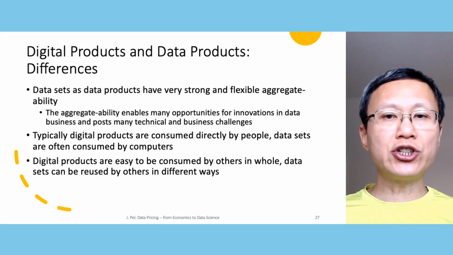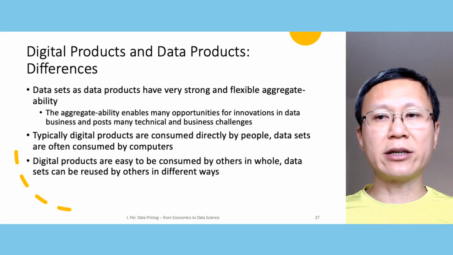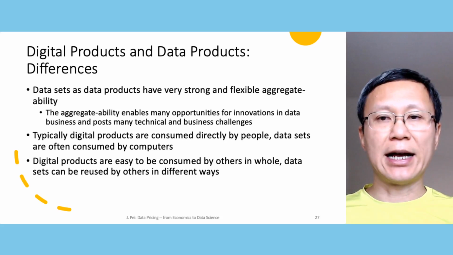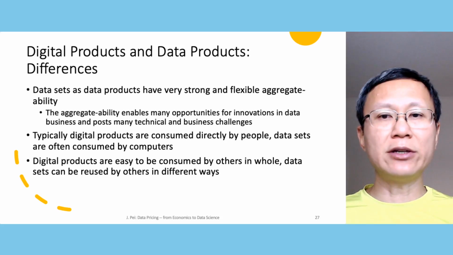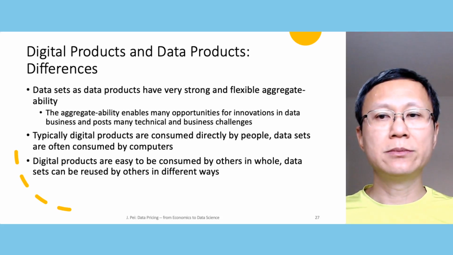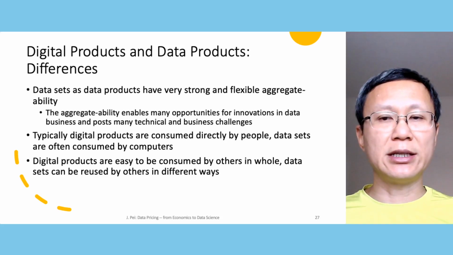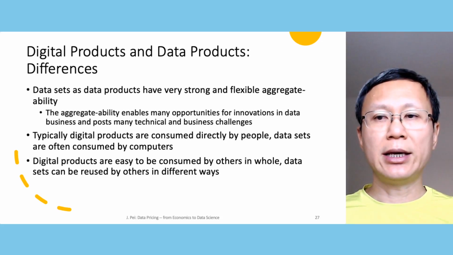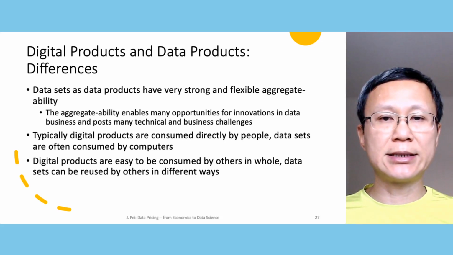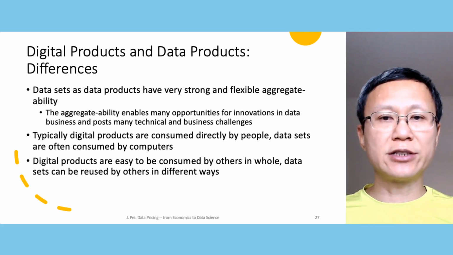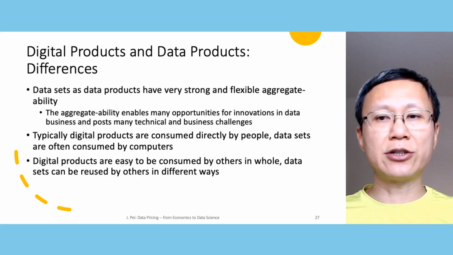Last, digital products and data products are dramatically different in ways to reuse and resell. Digital products are easy to be consumed by others, that is, to be reused or even to be resold to others in whole. Datasets, to the contrary, can be reused by others in different ways, such as aggregation in different dimensions and analysis for different purposes. Moreover, data can be easily processed and transferred so that they can be resold in a hard-to-detect manner.